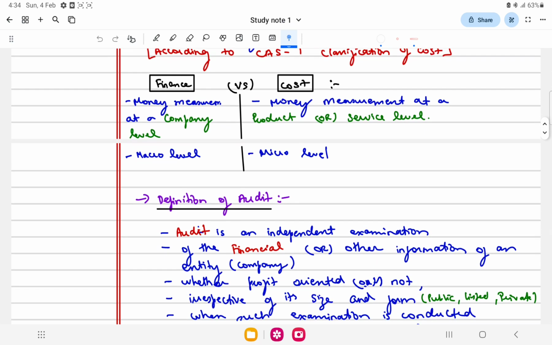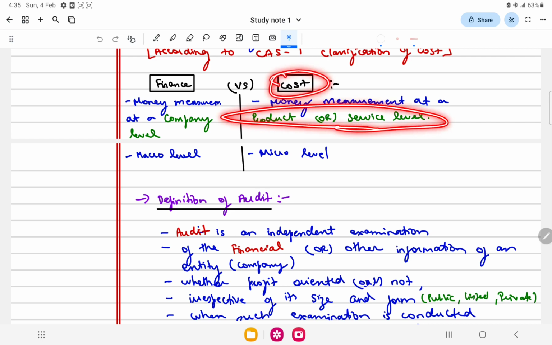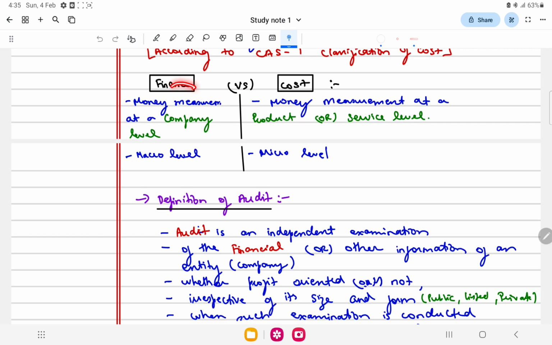See, there is a major difference between finance and cost terms. It is not the same. What is the major difference? Money measurement at a company level is finance, but cost is at a product or service level. Finance is at a company level. So finance is macro level, cost is micro level.